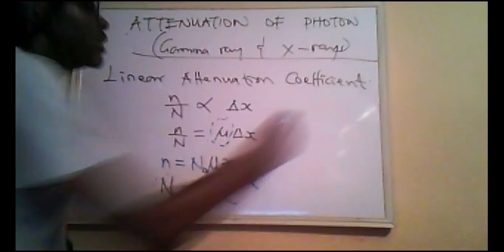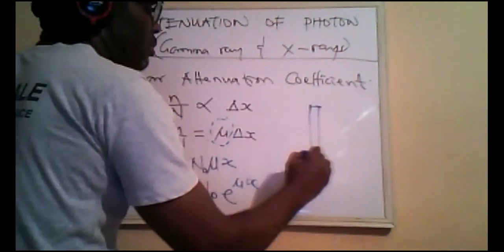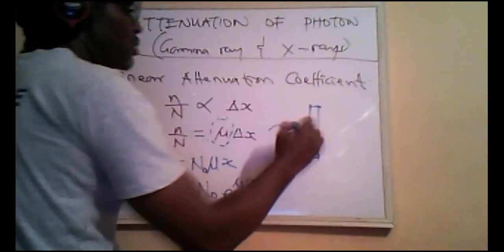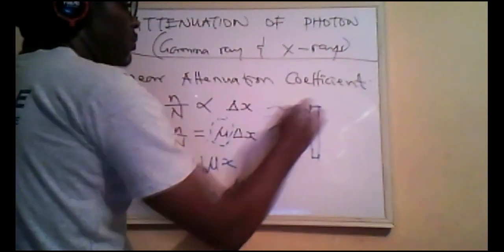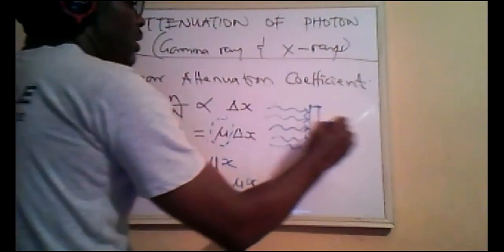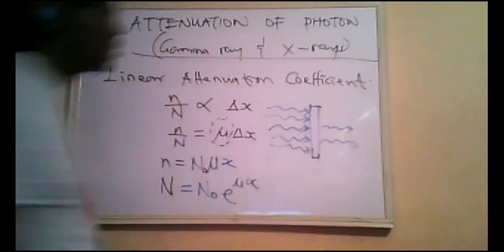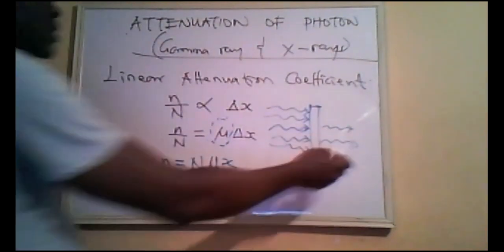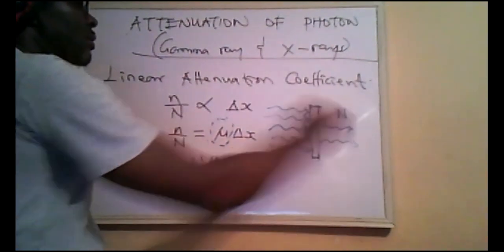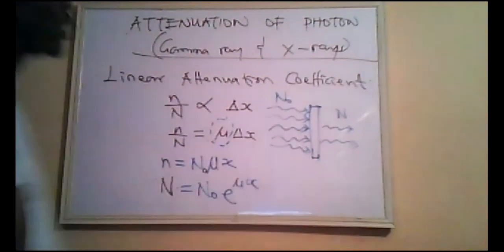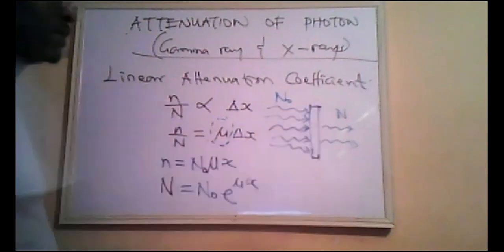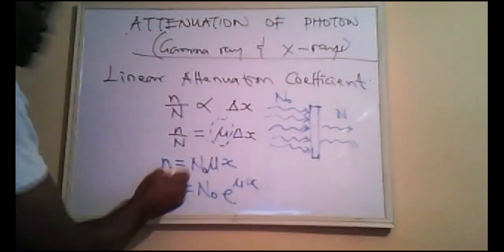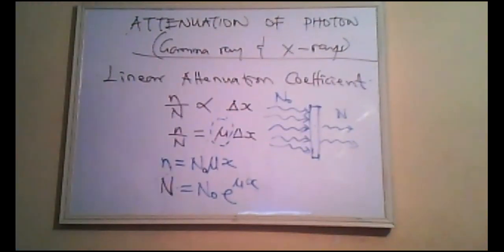That is, you have a particular thickness, and you have photons. Maybe you have 3, 4, or 5. At the end of the day, you have just about 2 photons passing through. So this is the N here. This is the N naught. Whereas the 3 photons that have been absorbed by this material is N. So we should take note of that so that we don't get confused when solving problems.